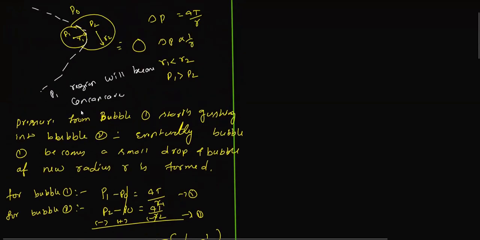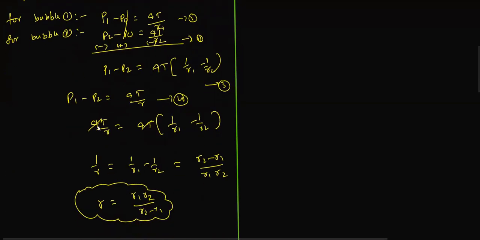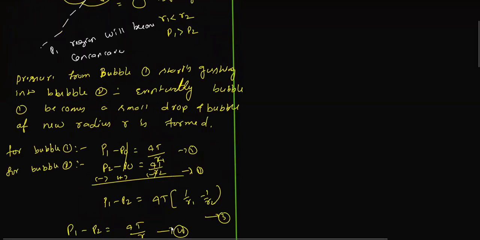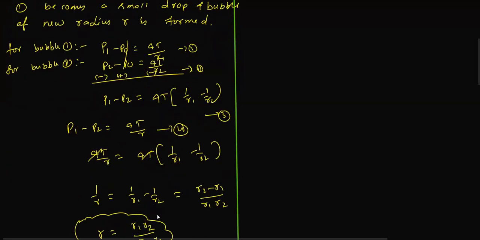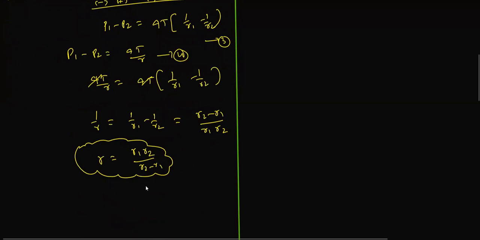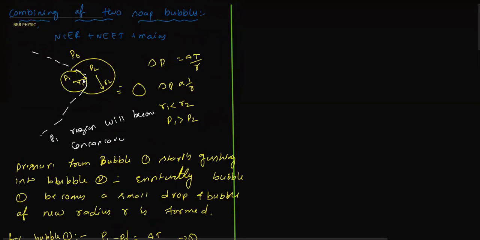For bubble 1 we write one equation, for bubble 2 we write one equation, and for the new bubble we write one equation. Compare all three equations and the 4T gets cancelled. R equals R1 R2 by R2 minus R1, where R2 is the bigger radius and R1 is the smaller radius. So this is for two bubbles being combined.